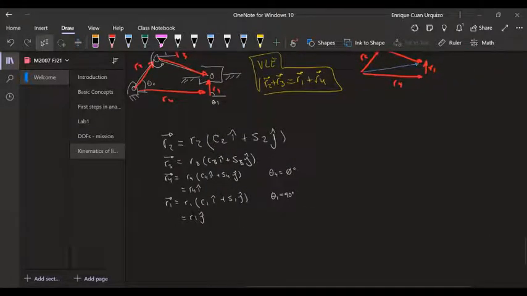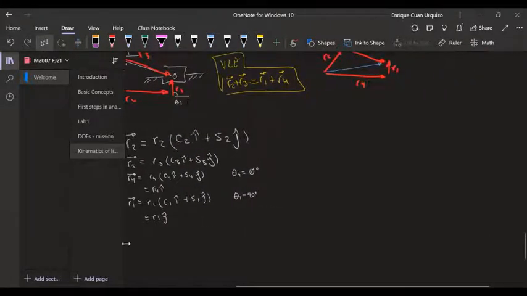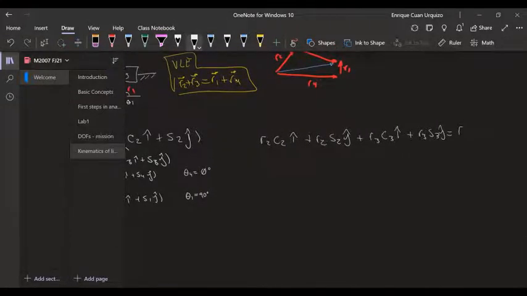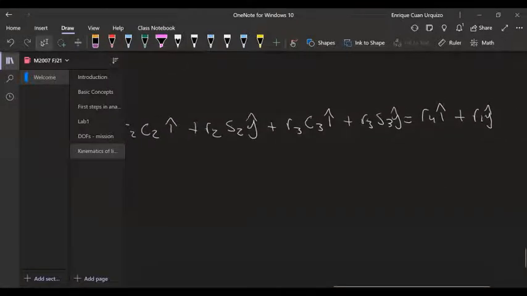What I have to do now is use these expressions and substitute them in the vector loop equation. So I'll have R2 cosine of theta 2 horizontal, R2 sine of theta 2 vertical, plus R3 cosine of theta 3, R3 sine of theta 3, and all that equal to R4 plus R1. That's my expanded version of the vector loop equation.